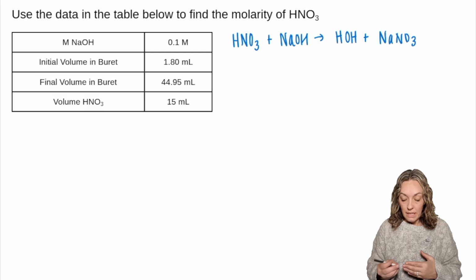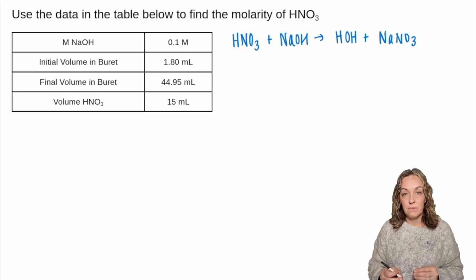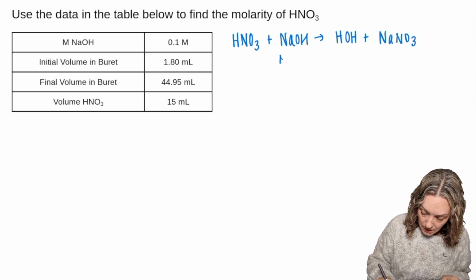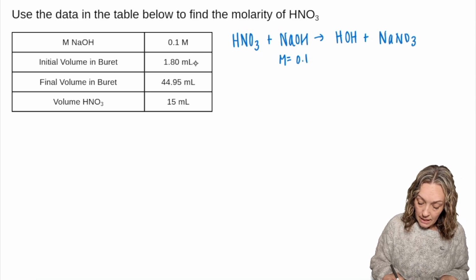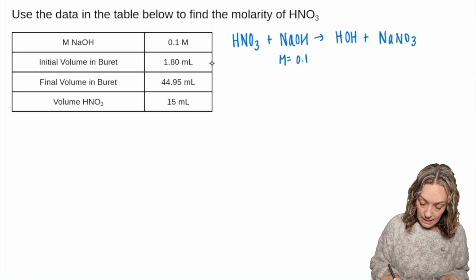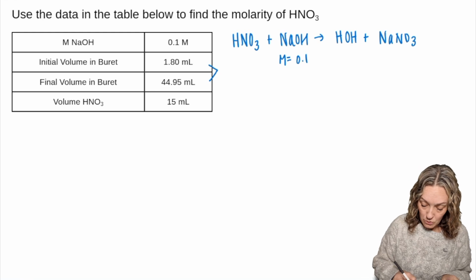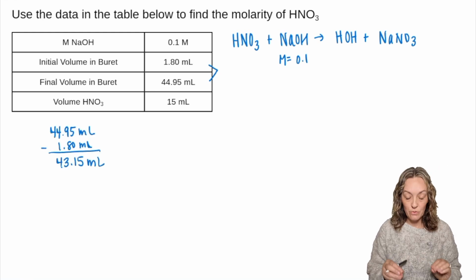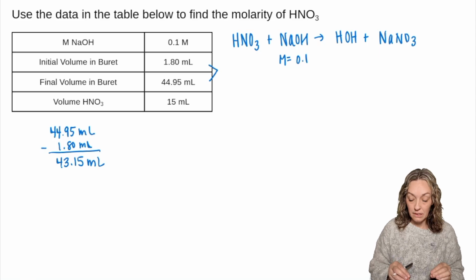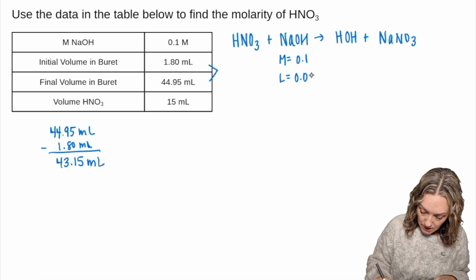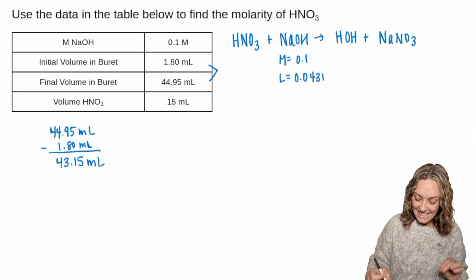The next thing I'm going to do is list everything I know about each substance underneath the substance that it pertains to. In my data table, it tells me that the molarity of the NaOH is 0.1. The initial volume in the burette is 1.80 milliliters, and the final volume in the burette is 44.95. So in order to find out the amount used, I'm going to have to subtract the two. When I subtract, I find that I used 43.15 milliliters of the NaOH. Milliliters are not helpful, so I'm going to divide that by 1,000 in order to get my liters, which is 0.04315.